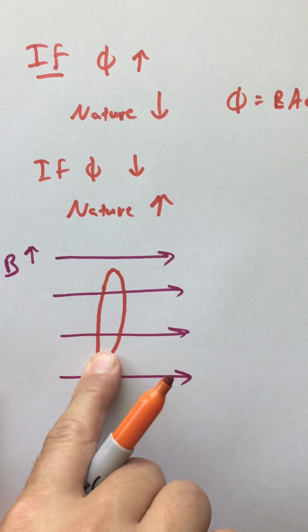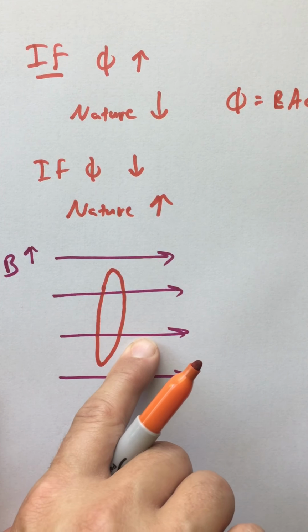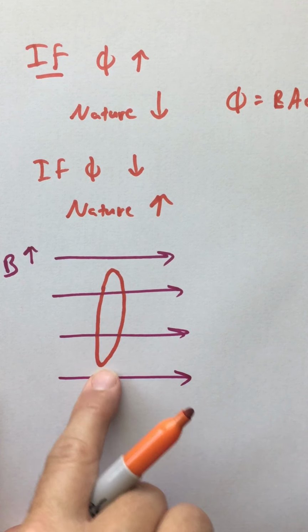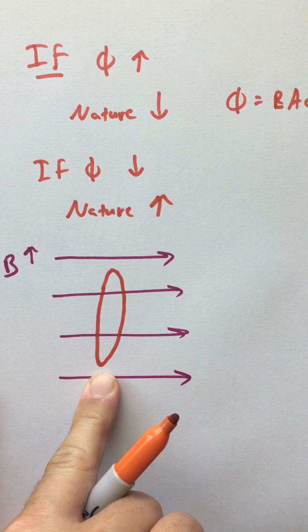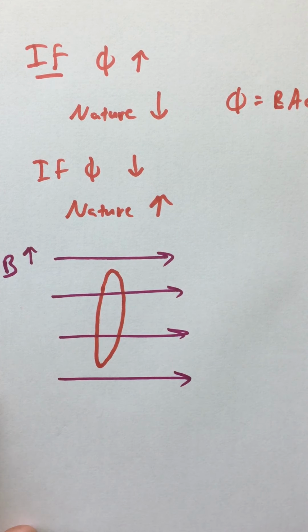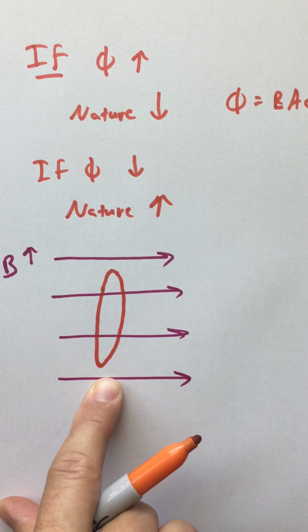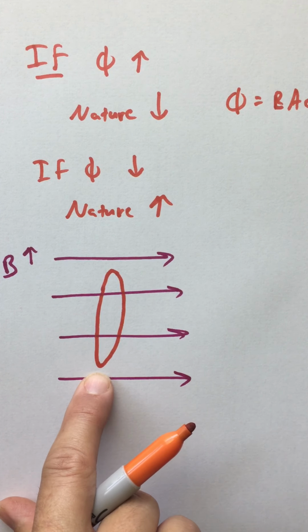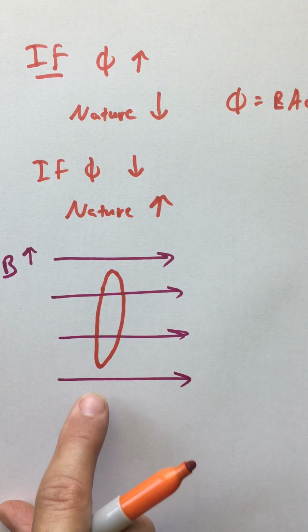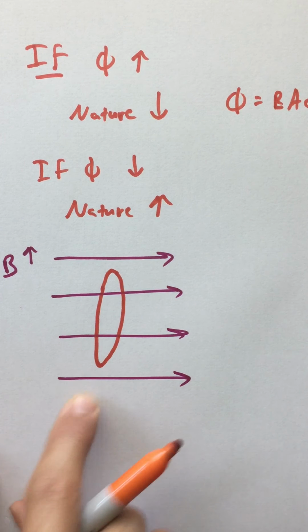Now, if I know the area of this and I know how the B field is changing in time, I can come up with a number for the induced EMF, no big deal. The more interesting thing is to ask ourselves, which way does the current flow in order to counteract the change in flux?